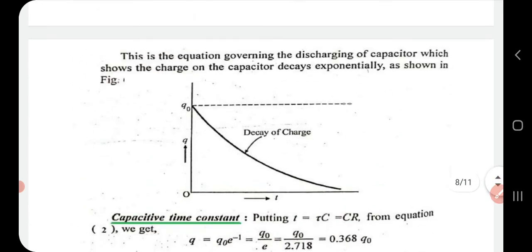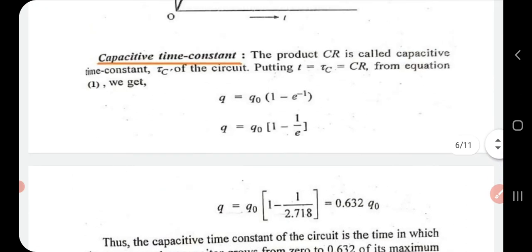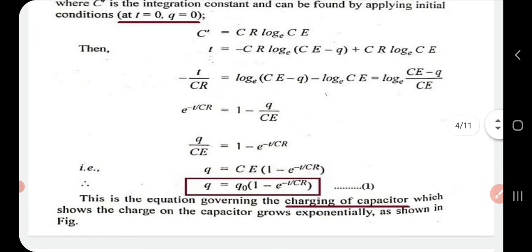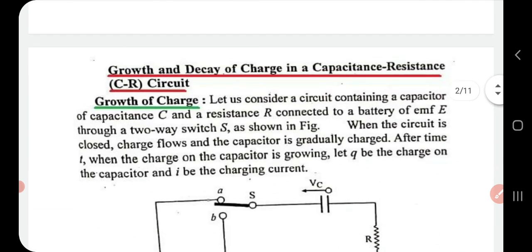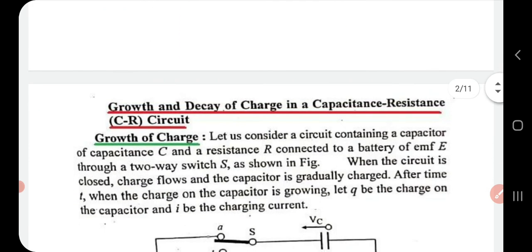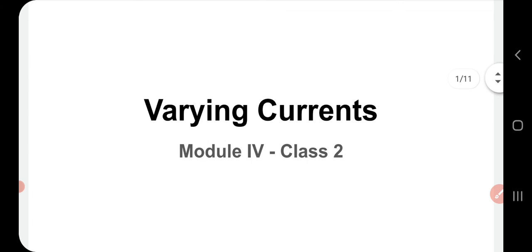Before studying this class, you have to learn the last class, class 1, which deals with the growth and decay of current in an LR circuit. Only then will you understand the CR circuit, because everything is similar to that of an LR circuit. The only difference is that instead of inductance, as I told, here you have capacitance.